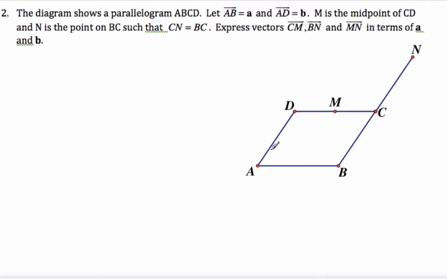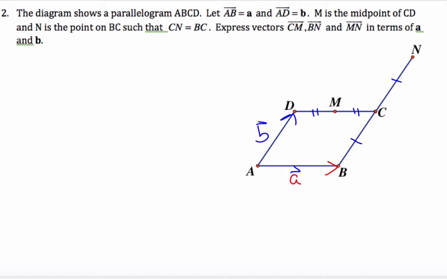The diagram shows a parallelogram as shown. AB is vector a, and AB goes in this direction, tail, head. AD is vector b, and it goes in this direction, AD. M is the midpoint of CD, so that means these two lines are equal. And N is on BC such that CN equals BC. Express CM, BN and MN in terms of a and b.